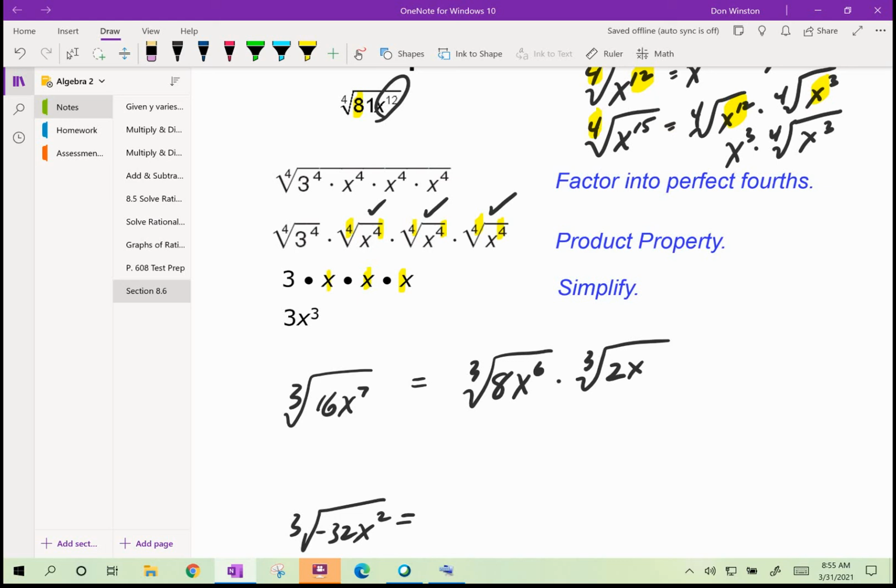Now again, why did I write x to the 6th? Because I can take 6 and divide it by 3. In other words, 3 is a multiple of 6, but it was not a multiple of 7. Okay, so I just broke it up. And then I can evaluate this. The cube root of 8 is 2. And then 6 divided by 3 is 2, so this would be 2x squared times the cube root of 2x.